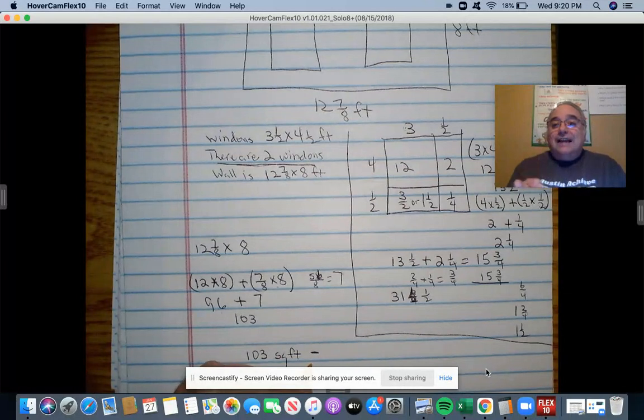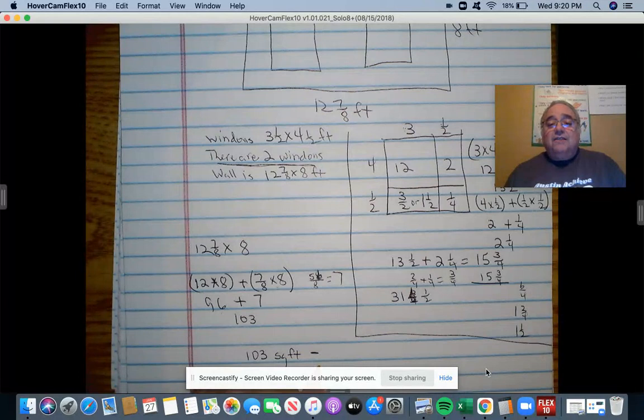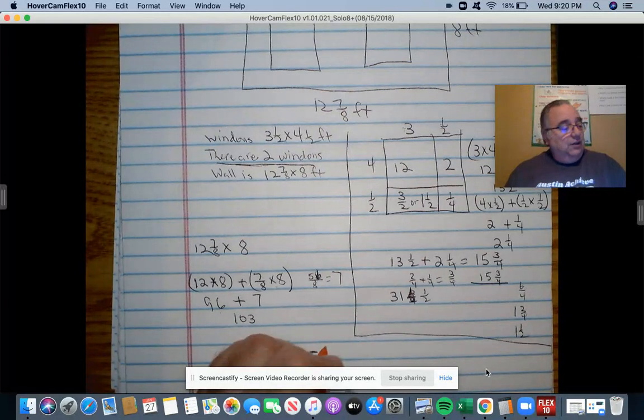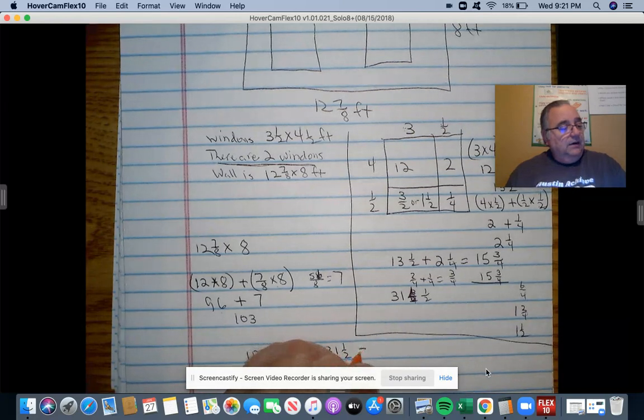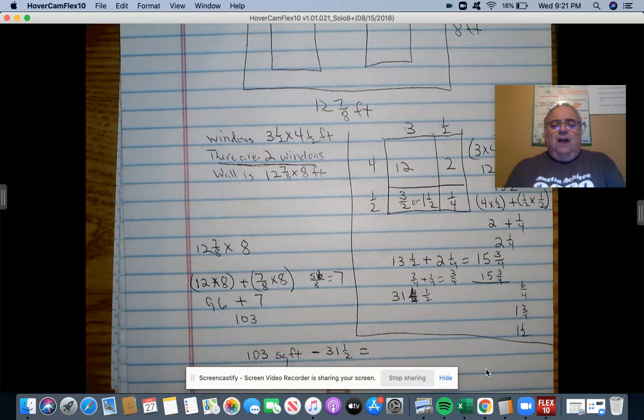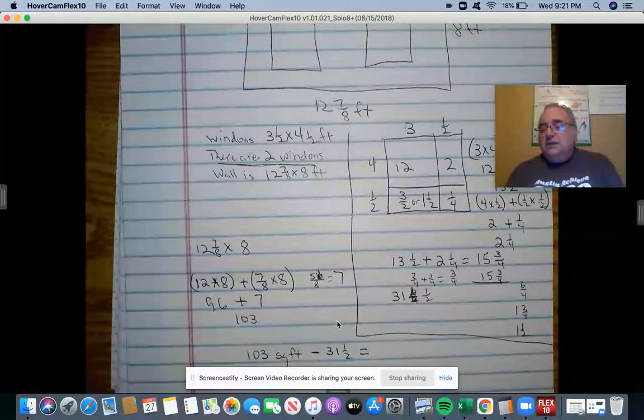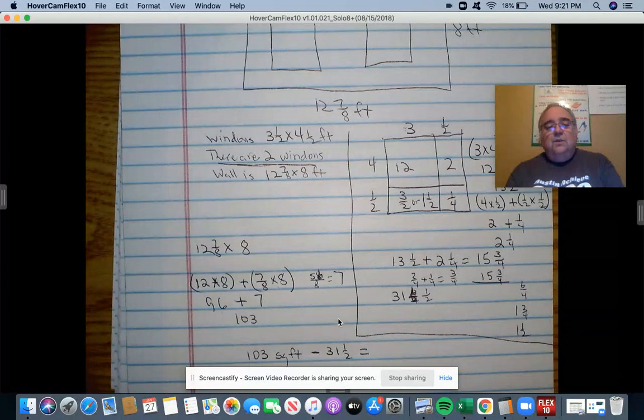I forgot to ask you. Oh, yes, we're going to subtract the area of the windows, which was 31 and 1/2. So how much of the wall, what is the coverage in square feet that we're going to paint? Pausing in 3, 2, 1, pause.